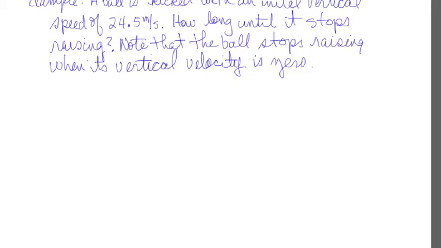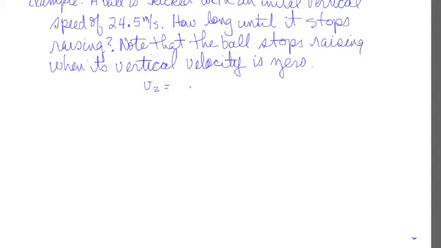All right, we're going to take a look at a second example, and this one is a case where we have a ball kicked upward against the force of gravity. A ball is kicked with an initial vertical velocity of 24.5 meters per second. How long until it stops rising? And note that the ball stops rising when its vertical velocity is 0. So the ball goes up and slows until it comes to 0 speed.